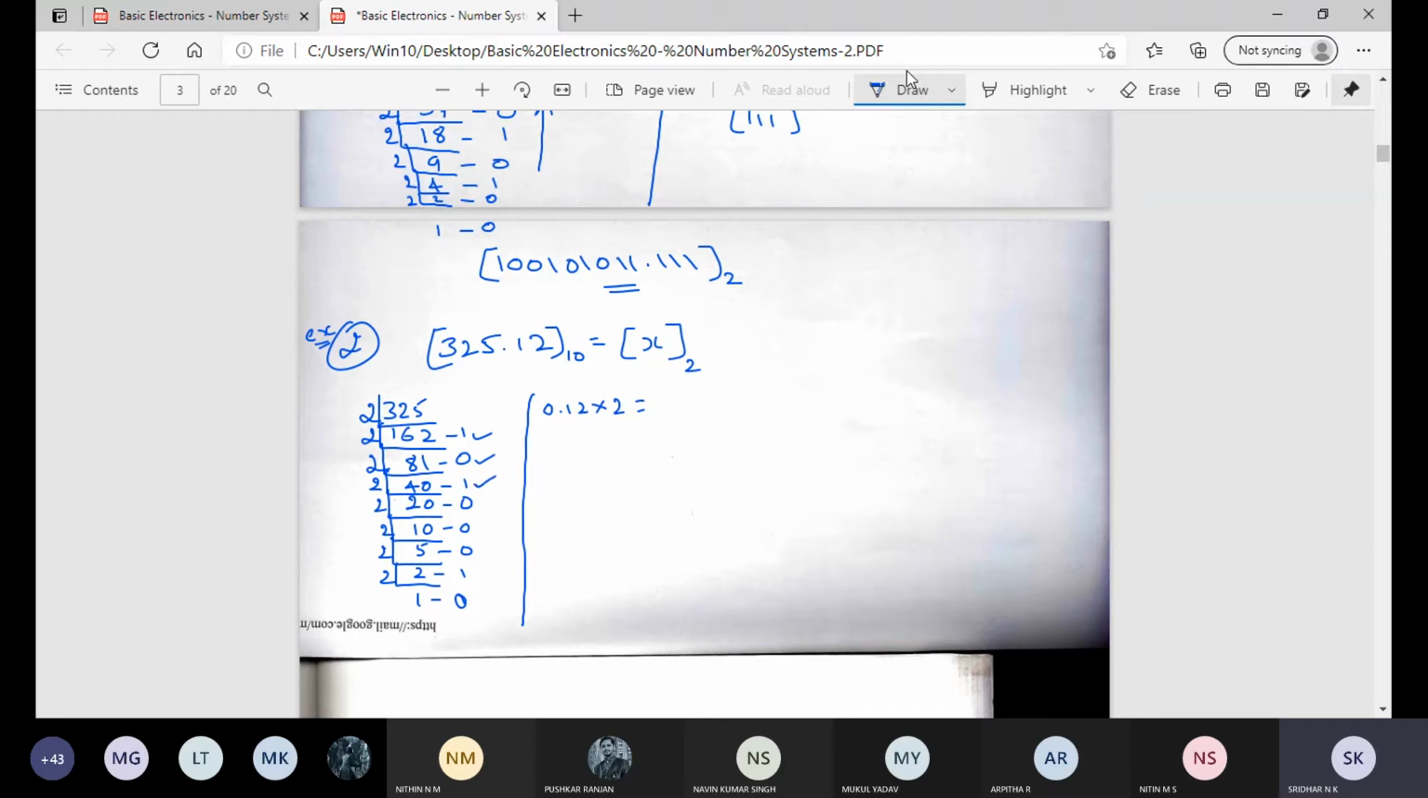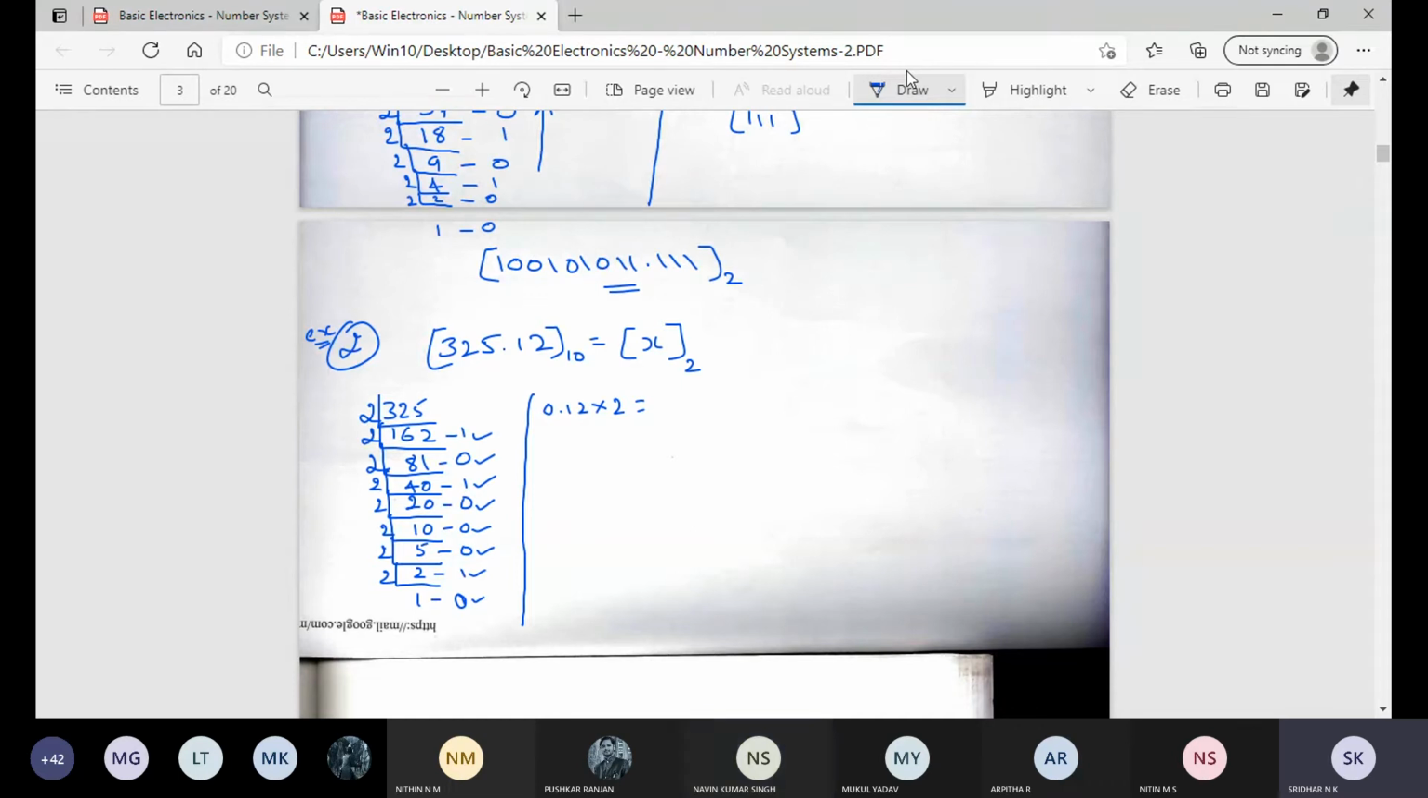Right. Then 40 divided by 2 is 20, the quotient, and the remainder is 0. Is it correct? Yes, sir. Then 20 divided by 2 is 10, the quotient, and the remainder will be 0. Then 10 divided by 2, the quotient will be 5 and the remainder will be 0. Then 5 divided by 2, the quotient is 2 and the remainder is 1. And 2 divided by 2, the quotient is 1 and the remainder is 0. Understood? Yes, sir. So now we'll move on to fraction.